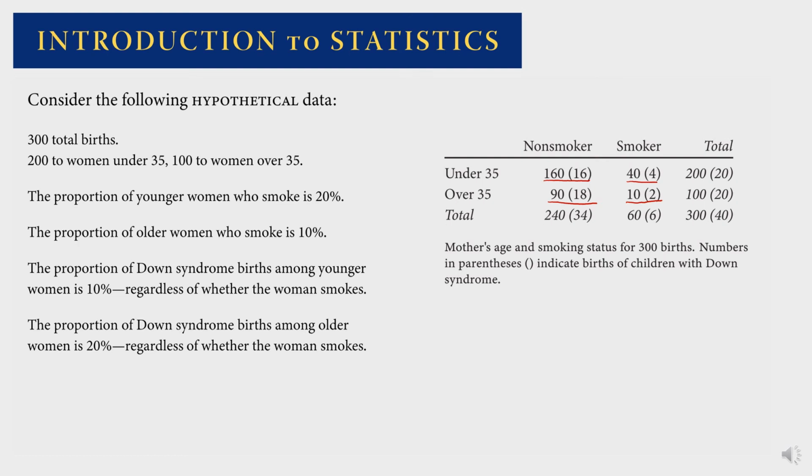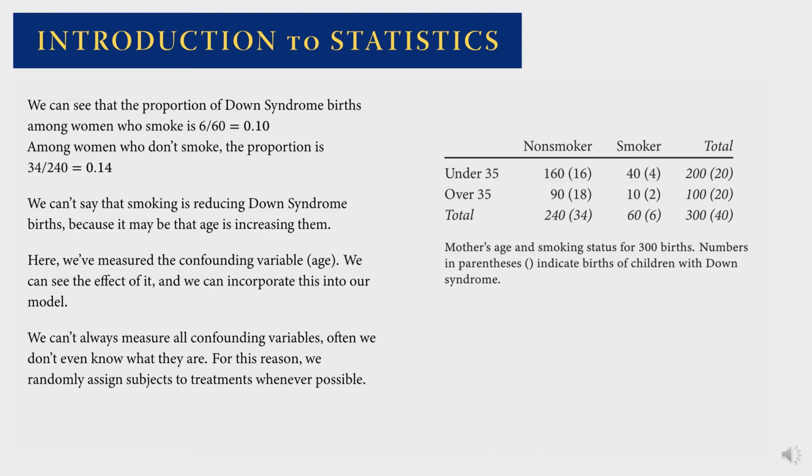So smoking doesn't appear to be affecting anything. If you're a young woman, the probability of having a Down syndrome birth is the same whether or not you're a smoker, and the same with the older women. Since younger women are more likely to smoke than older women, this leads to more Down syndrome births among women who don't smoke than among women who do. So it appears that smoking is reducing Down syndrome births.